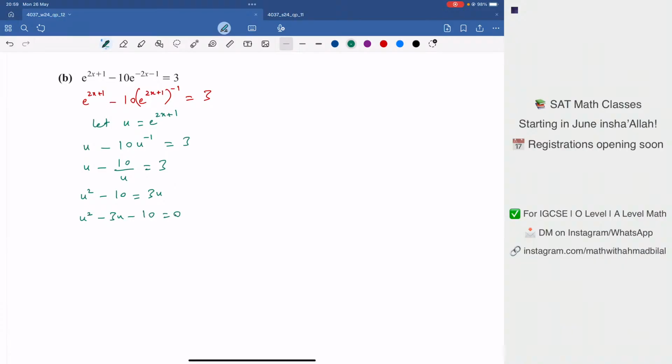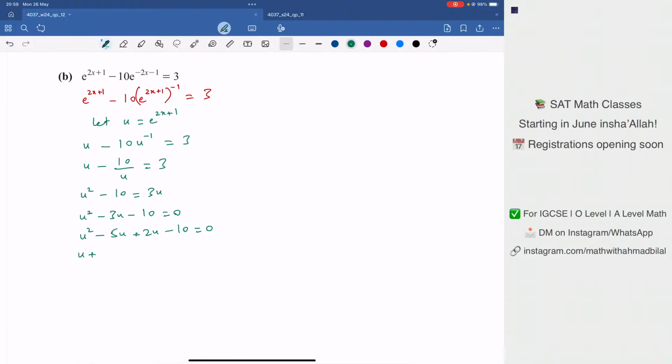It's a quadratic equation. Can we factorize this? Yes, it becomes u squared minus 5u plus 2u minus 10 equal to 0. We get two factors from this. One is u plus 2 and the other is u minus 5. So u either equals minus 2 or it equals 5.